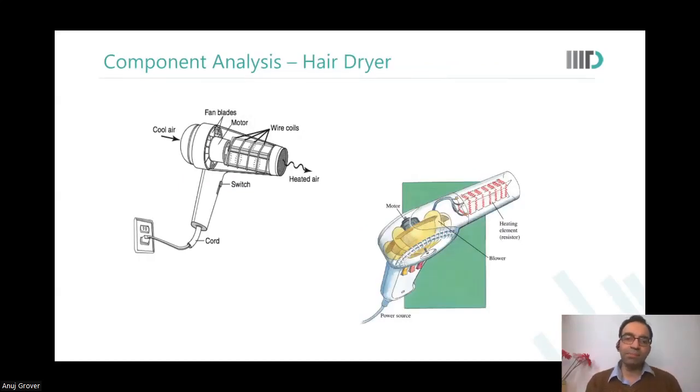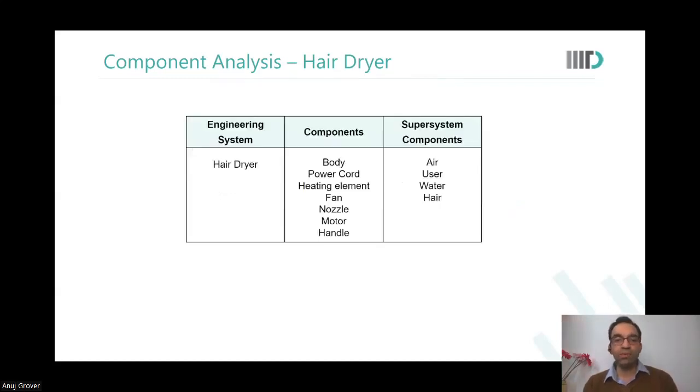Let's look at another example. Hair dryer. Many of you may have used a hair dryer, seen a hair dryer at your home. So what are the components here? The engineering system is the hair dryer, and the components I'm looking at are body, power cord, heating element, fan, nozzle, motor, handle.